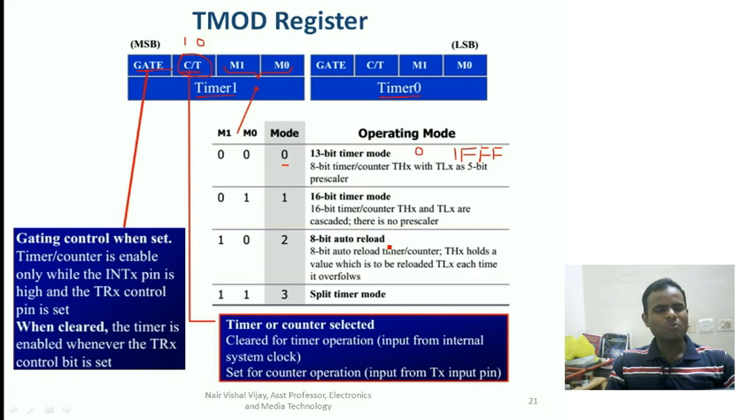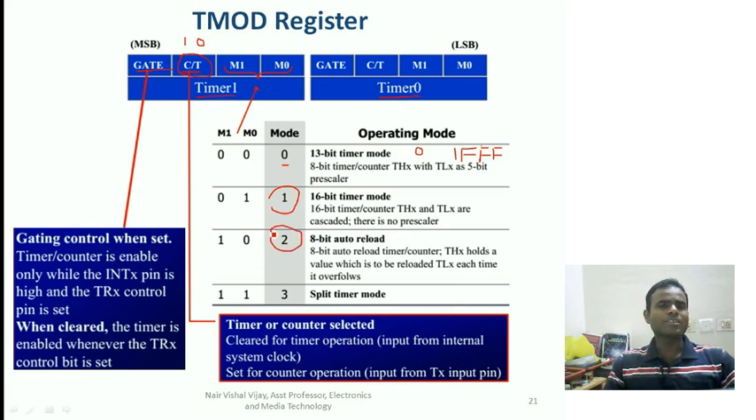Now mode 0 and mode 3 are not of much practical application use for our scope of the subject. We'll be mostly dealing with mode 1 and mode 2. They are important to us. Mode 0 and mode 3 are not very important to us as far as our applications are concerned. Okay, so let's see further.